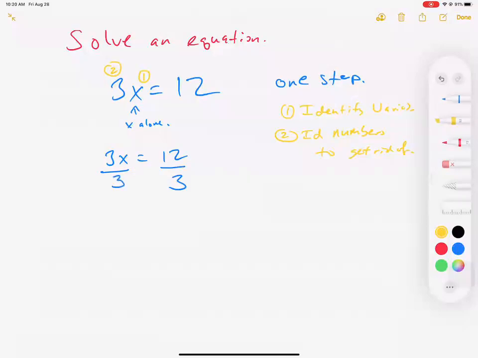We do this particularly because 3 divided by 3 cancels out, essentially becoming just 1. And we mentioned before, do we really want to write 1x? We don't have to. We can just write x equals 12 divided by 3, which is 4.